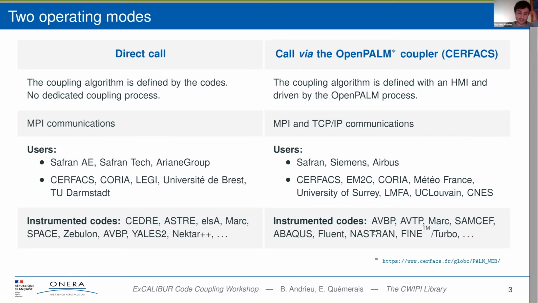The user can call CWIPI via the OpenPalm tool, which is developed at CERFACS, and which enables the user to use a graphical interface to design its coupling schemes. And this way, it supports MPI as well as TCP/IP communications. And as you can see, both ways are actually used by engineers as well as researchers, and primarily in aerospace domain.